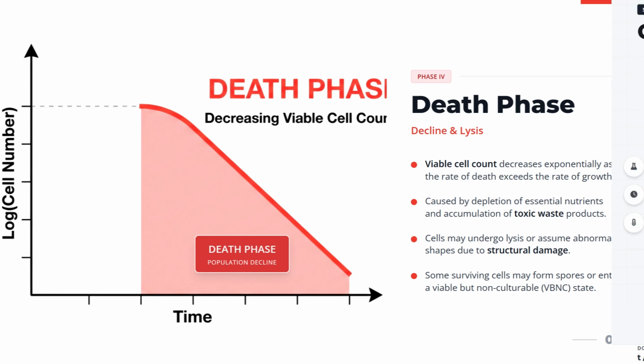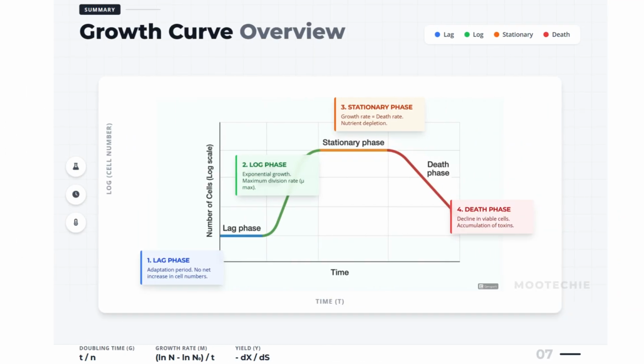Let's summarize the entire journey. Summary: Growth curve overview. The curve is divided into lag, log, stationary, and death. First, the lag phase. This is the adaptation period where there is no net increase in cell numbers. The bacteria are preparing for growth. Second, the log phase. This is the period of exponential growth where the population experiences its maximum division rate. Third, the stationary phase. Here the growth rate equals the death rate due to nutrient depletion. It's a dynamic balance. Fourth, the death phase. This final phase sees a decline in viable cells due to the accumulation of toxins and lack of food.